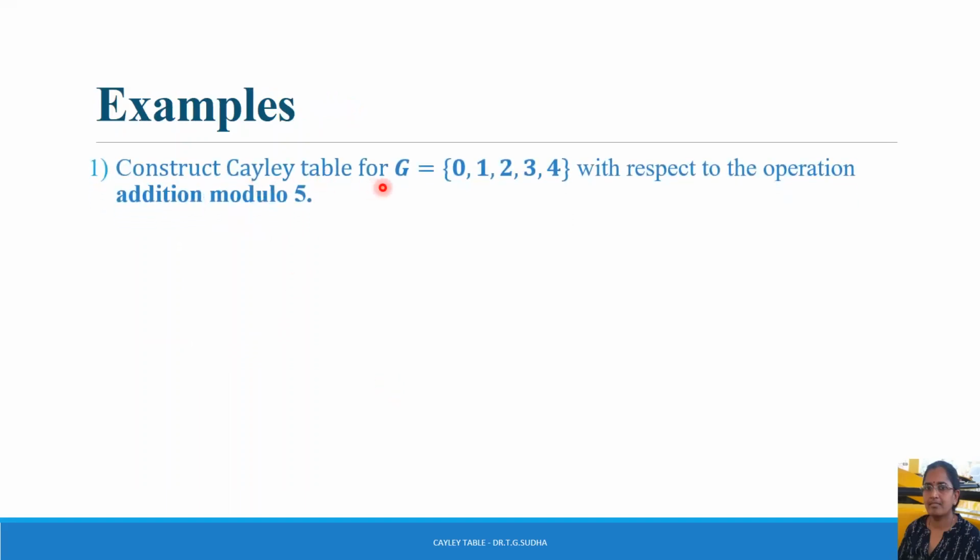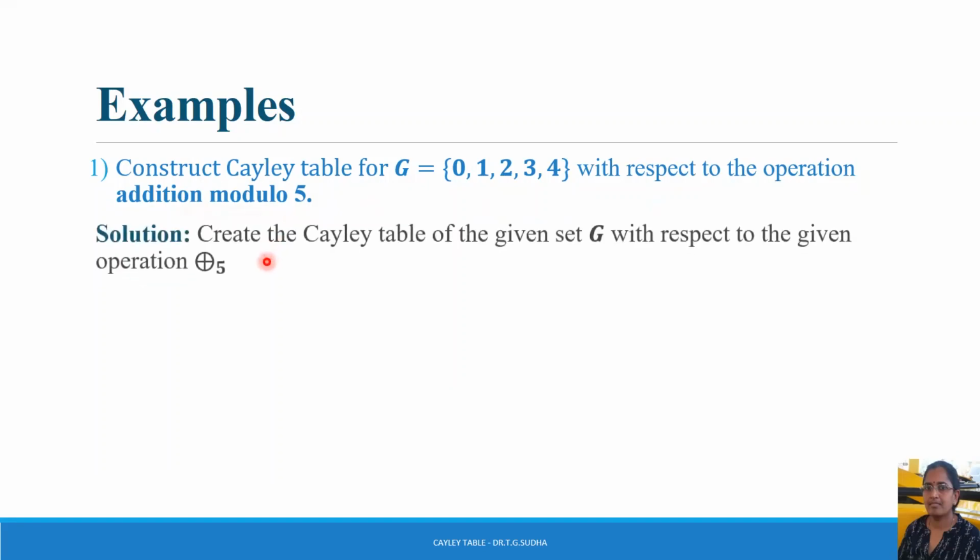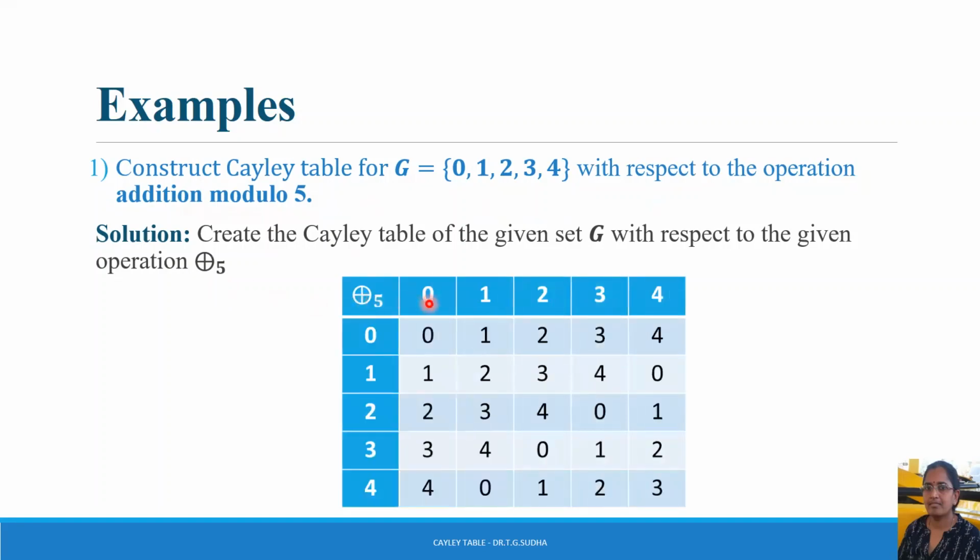Construct Cayley table for G equal to {0, 1, 2, 3, 4} with respect to the operation addition modulo 5. So let us create the Cayley table of the given set G with respect to the given operation, that is addition modulo 5. We consider the elements of G in the first row as well as in the first column, and with the help of the binary operation given, that is addition modulo 5, we fill in the entries here.